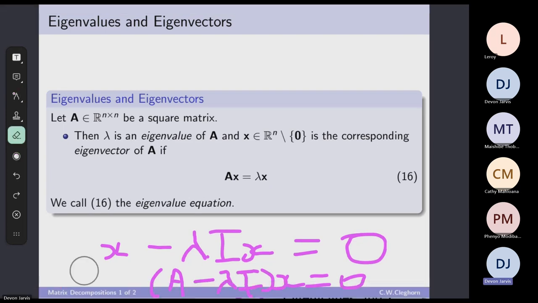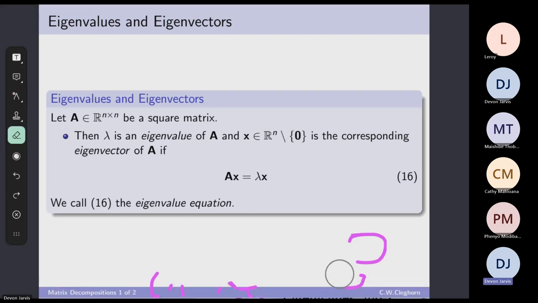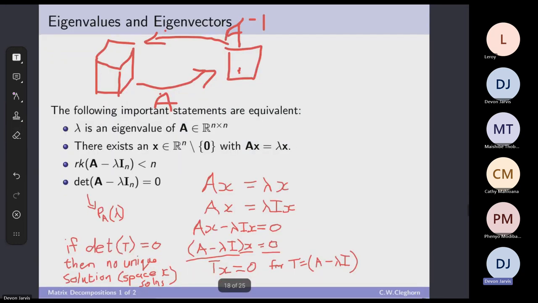All right, so if you want to interpret eigenvectors, I recommend using equation 16 for some intuition and then following through the algebra and everything else. And so the following important statements are equivalent. Lambda is an eigenvalue of A. It tells you how much applying A to X will stretch X. There exists an X, an element of the reals, that is not zero, such that this is true.